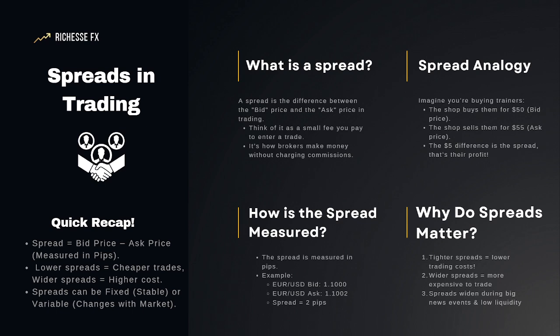How is the spread measured? Again, why pips is important. It's measured in pips. Example, Euro USD, the bid price is 1.1, but the ask price is 1.12. That means the spread is 2. Why do spreads matter? One, tighter spreads equal lower trading cost. Two, wider spreads equal more expensive to trade. And three, spreads widen during big news events and low liquidity.